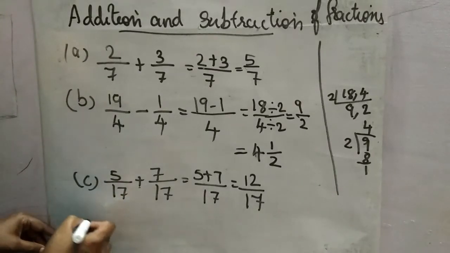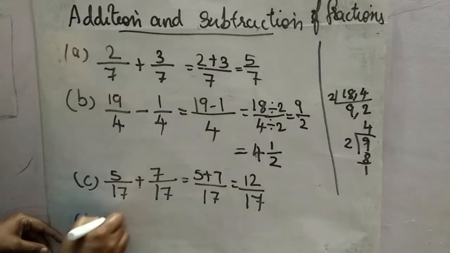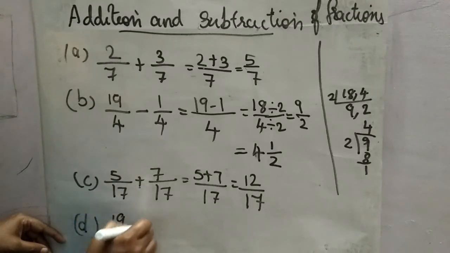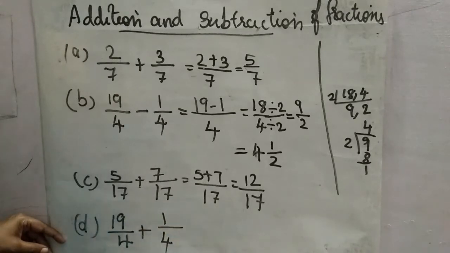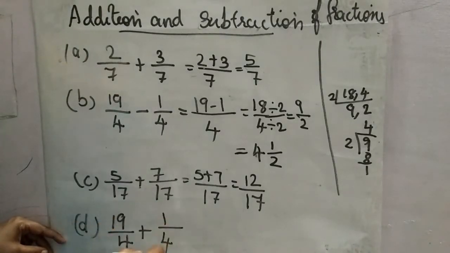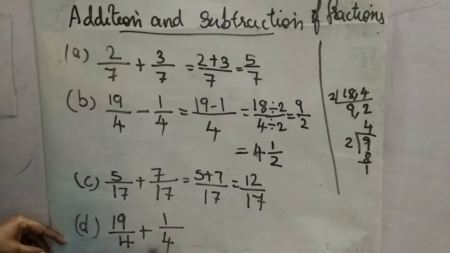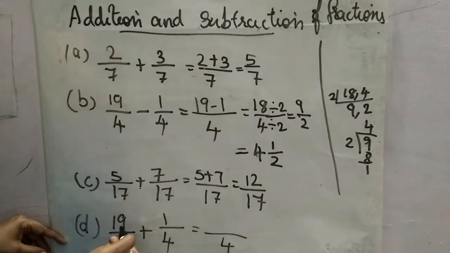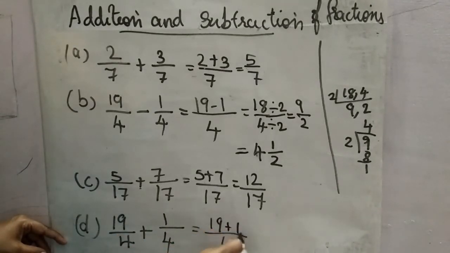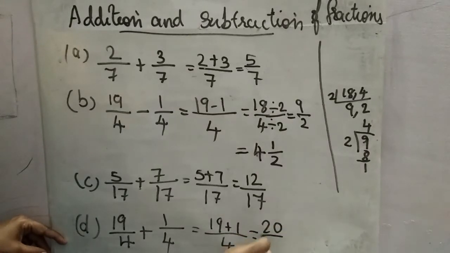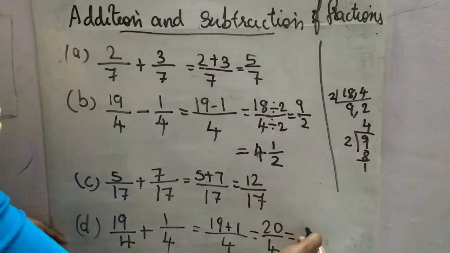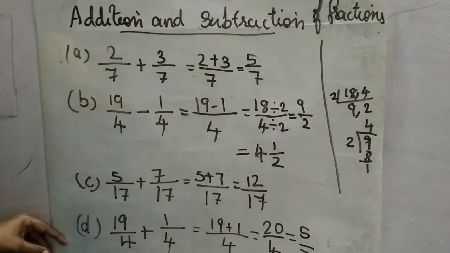Next question. 19 by 4 plus 1 by 4. How will you do this question? Yes, it is addition and the denominators are already the same. So what did you do? If the denominators are the same, write the same denominator and add the numerators. The numerator is 20 and the denominator is 4. 20 by 4, what will you get? 20 by 4 is 5. We get a whole number, 5, as the answer.